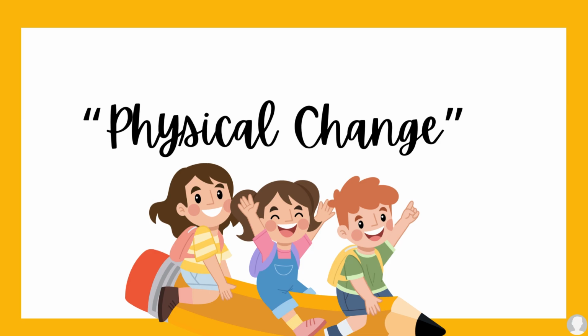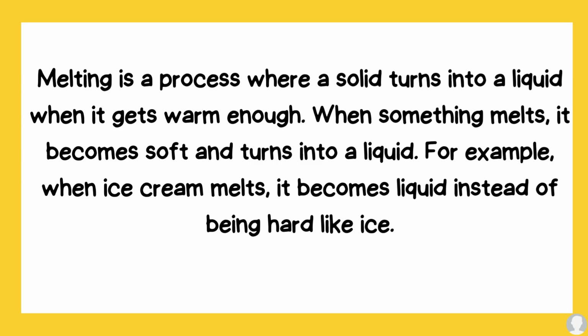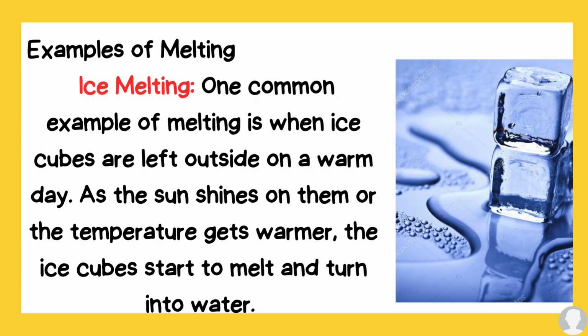Now let us go to physical change. Melting is a process where a solid turns into a liquid when it gets warm enough. When something melts, it becomes soft and turns into a liquid. For example, when ice cream melts, it becomes liquid instead of being hard like ice. Let us know the 3 examples of melting. The first one is ice melting.